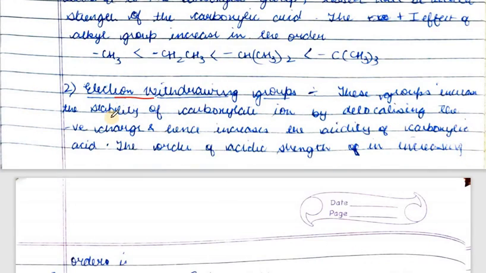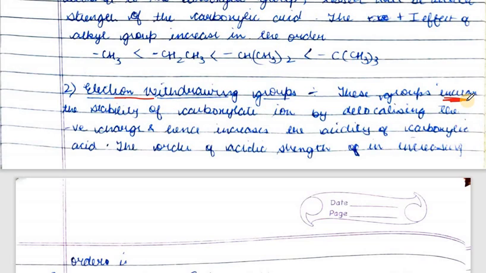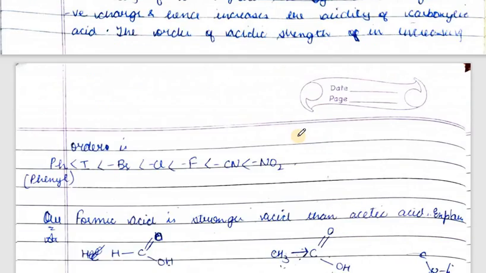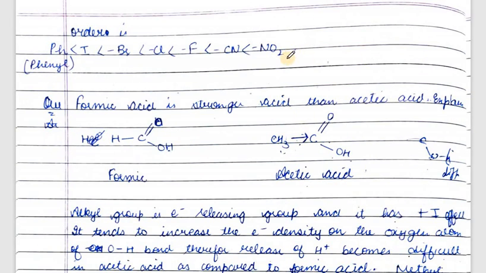On the other hand, electron withdrawing groups increase the acidic strength of the carboxylic acid, or say carboxylate ion, by delocalizing the negative charge, hence increasing the acidic strength of acids. And the order is: this is stronger than this, then chloro, then bromo, then iodo, then phenyl group. So we can easily explain these facts.